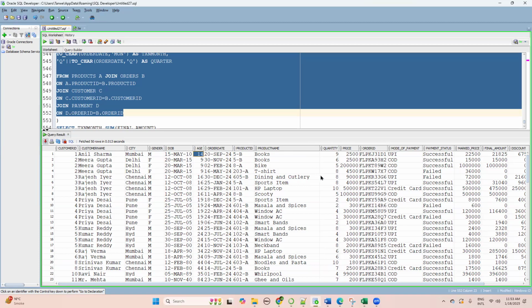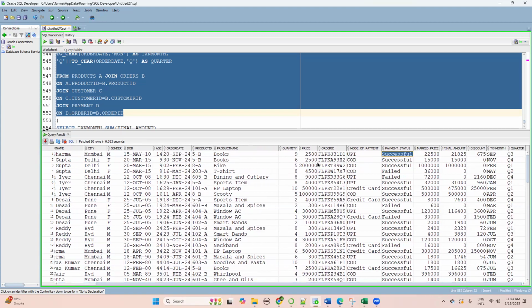Now this quantity and price is 2,500. This is the order ID. And he made the payment through UPI. Payment was successful. Then, if you multiply 2,500 by 9, you will get this amount, 22,500. But he has paid 21,825. Why? Because he got a discount of 675 because he made payment using UPI.